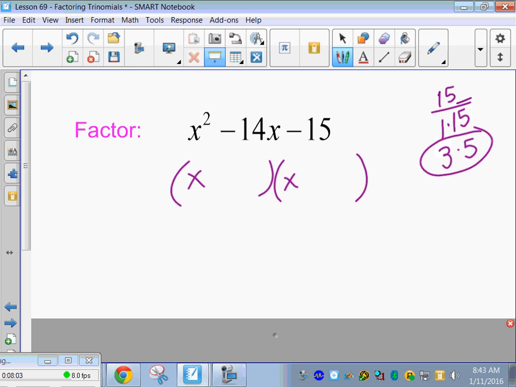Okay, 1 and 15 would work. Why are you guys laughing? What did I miss? Okay, 1 and 15 would work, but you guys, they have to add to -14. So Jackie, which one has to be negative in order to add to -14? The 15. So my answer is +1 minus 15.